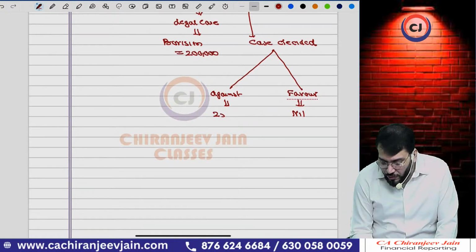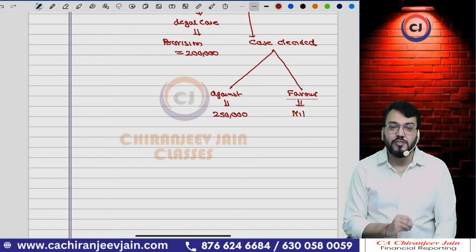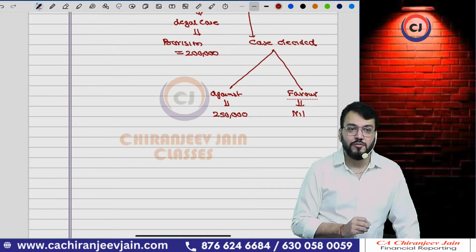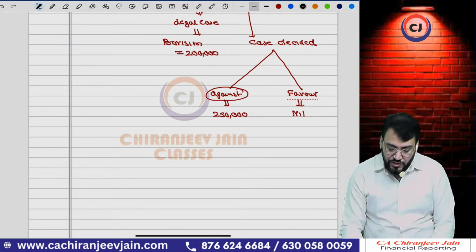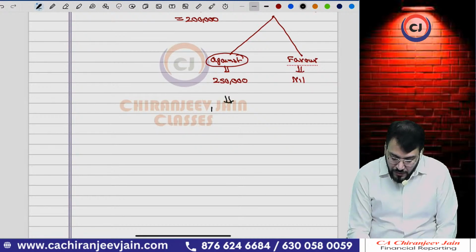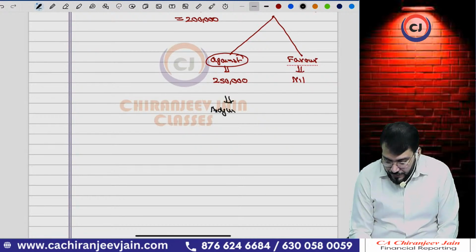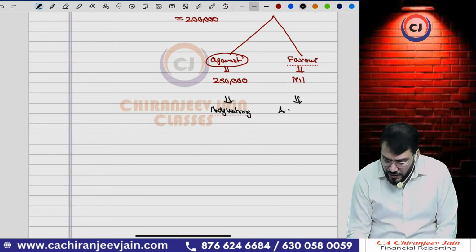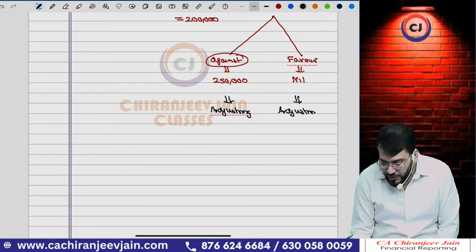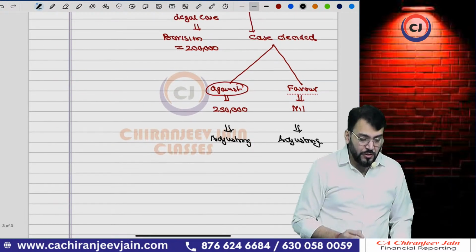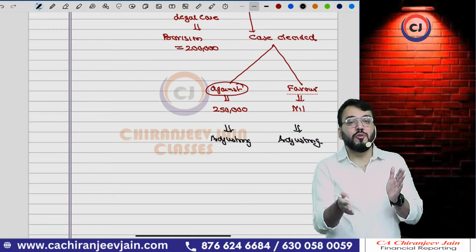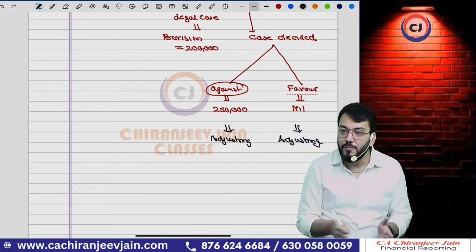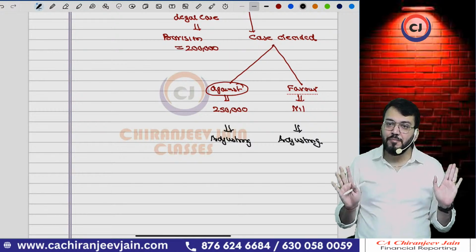Suppose the amount is 2 lakh 50,000. The compensation payable is now 2 lakh 50,000. If it is against the company, will it be adjusting or non-adjusting? It will be an adjusting event. And if it is in favor of the company, then it will also be an adjusting event. In both cases, it will be an adjusting event. Understood? So if it is in favor, reverse the provision. If it is against the company, then change the provision, either increase or decrease as per the information given in the question. Very simple. Correct.